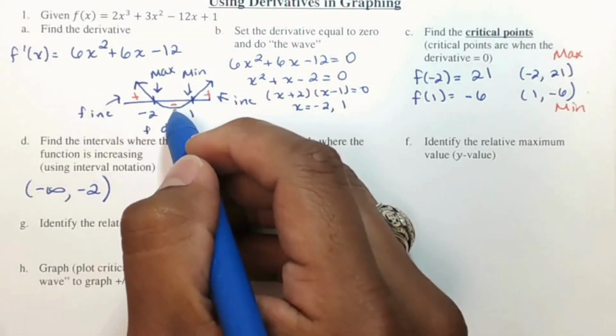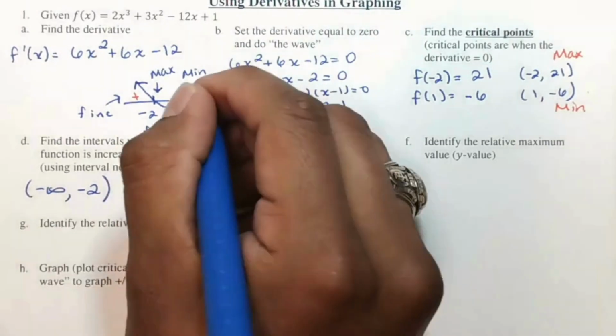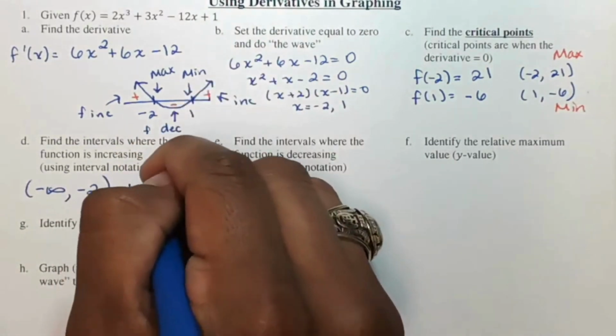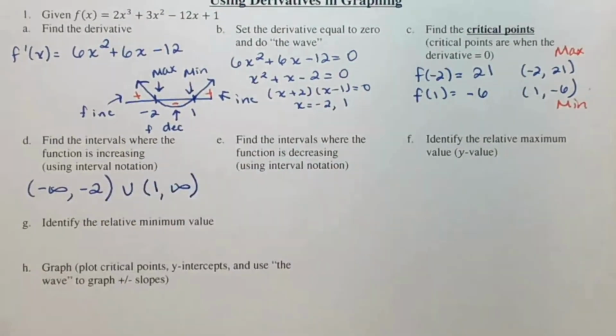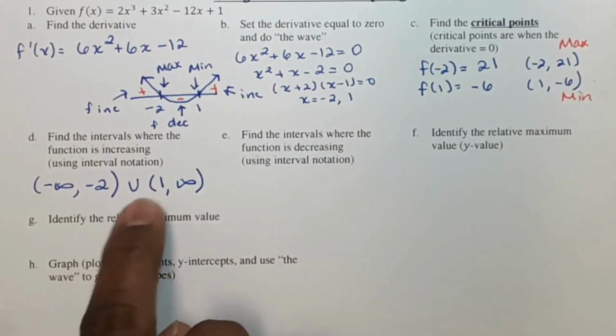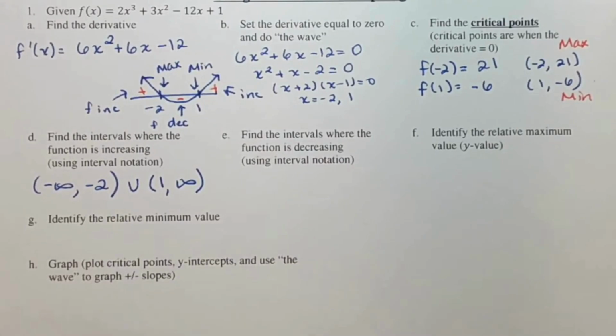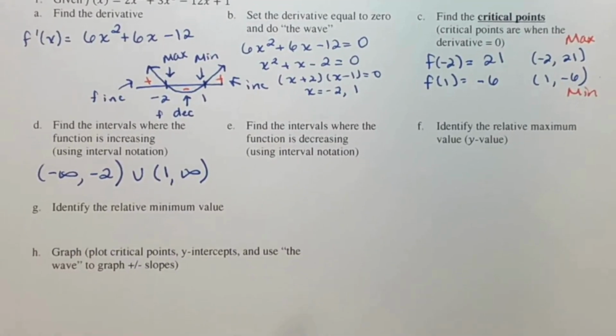Since my graph decreases and then increases again, that means I have another interval starting at +1 and going all the way to the right to infinity. So again, I could change these to square brackets. It doesn't change anything. You get full credit on an AP exam as well.